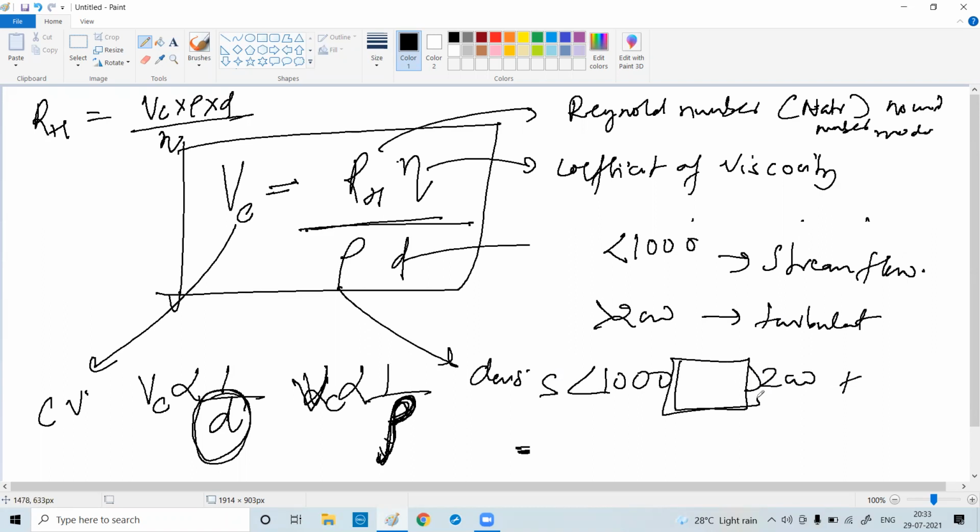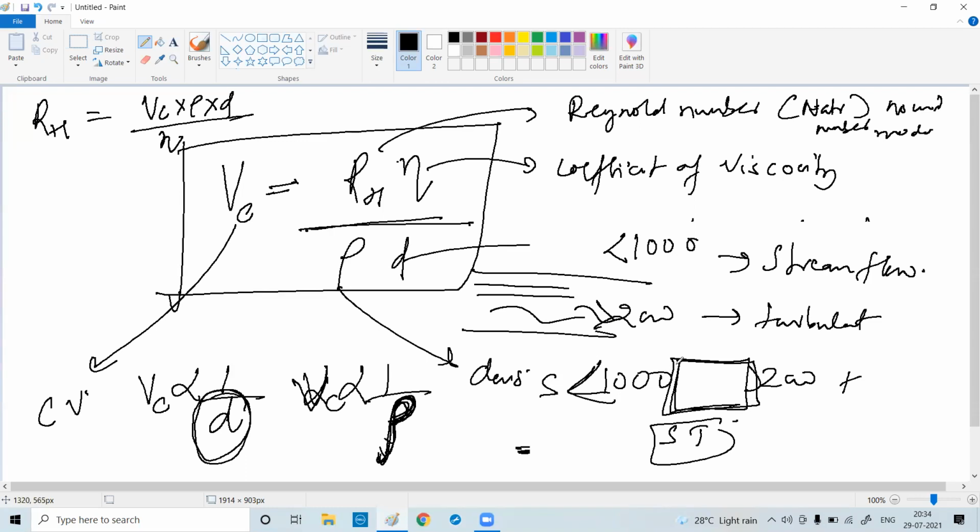But what about the middle? It is a mix of streamline and turbulent. Is it clear? It's a mixture. So Reynolds number 1000 is the minimum cap. Less than that, you get streamlined. 2000 and above, you get turbulent. Anything from 1000 to 2000, you get a mix of both turbulent and streamlined. Is it clear?